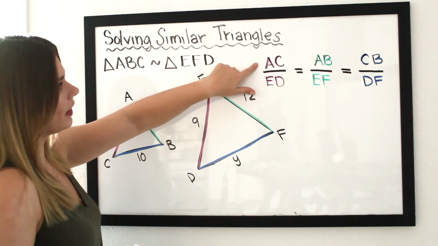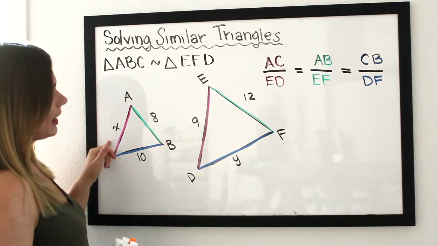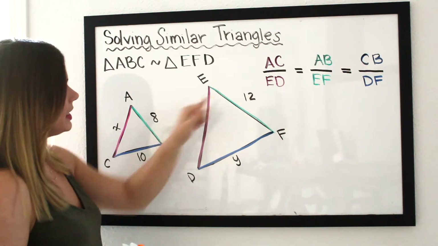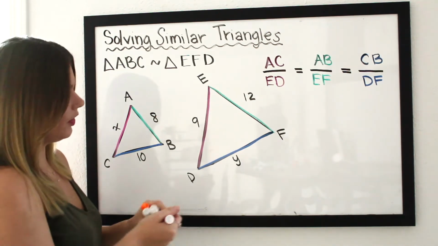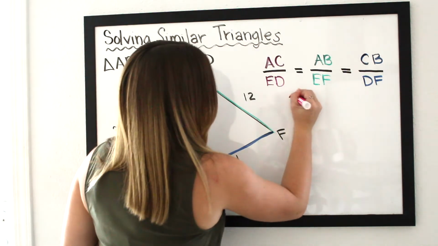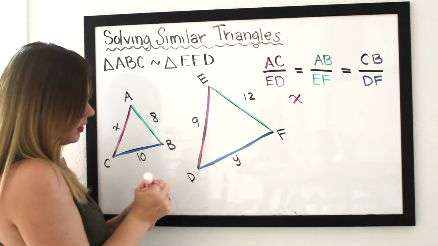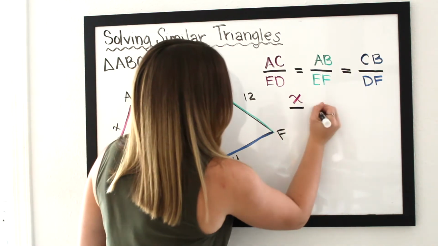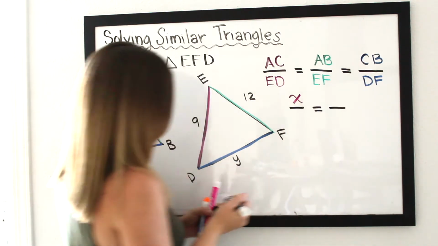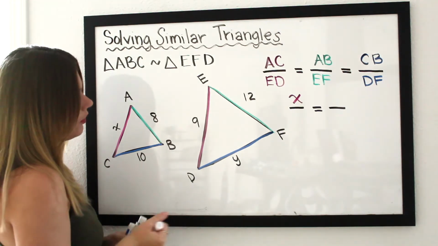Well, I know the length of AC is x, and I know the length of ED is 9. So I'm going to start by doing a ratio of those. So x over 9. I'm going to just set up my ratio real quick. x over 9.